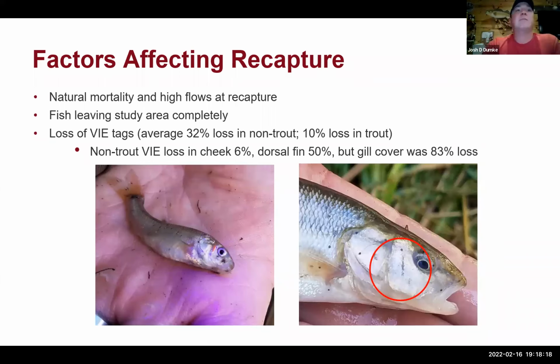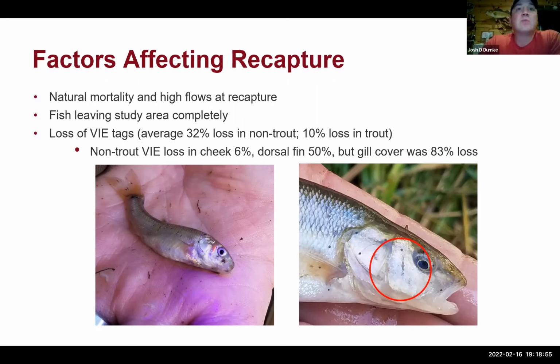We also did have tag loss, and it differed by location that the fish was marked in. So when we put these VIE tags into the fish, I had said before, we had some of our stations where we paired that tag with a partial fin clip. And fish, if you do a partial fin clip, they regrow their fins quite fast. In some of the cases, we were looking at fish that had almost completely regenerated their fins over 4 weeks.